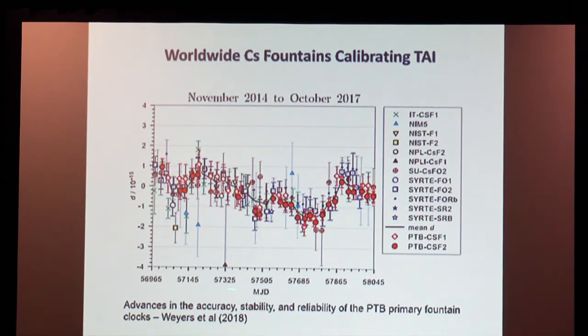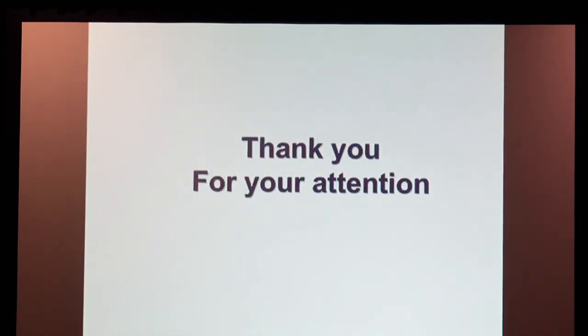And this is a diagram taken from Stefan Weyer's recent publication, and there's fairly good agreement. I think it is a few parts in 10^16 with respect to the International Atomic Time. So that's typically how accurate our cesium fountains are worldwide. Thank you very much for your attention.